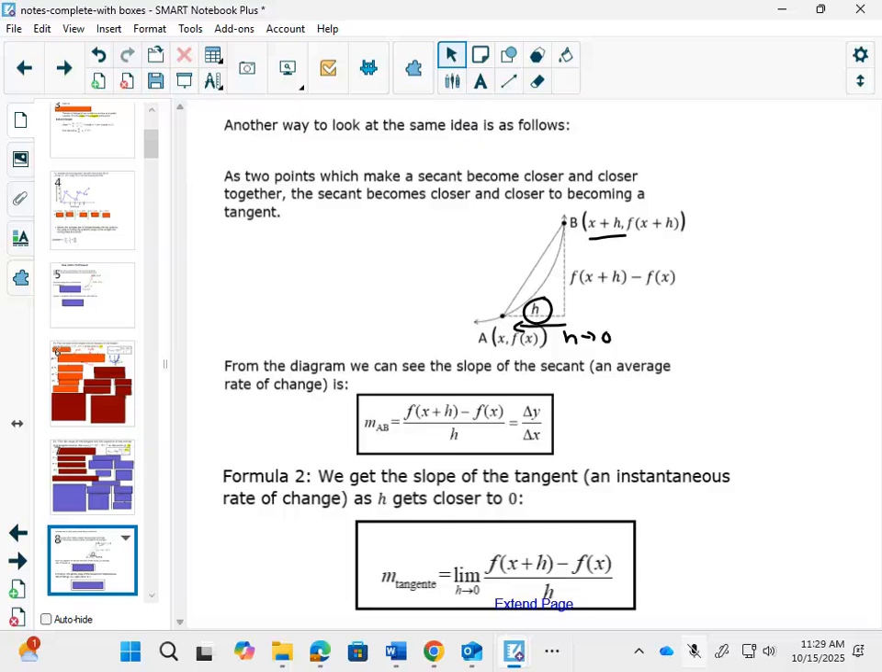Your change in your y values is f of x plus h minus f of x. And your change in your x values can just be represented by that distance h.